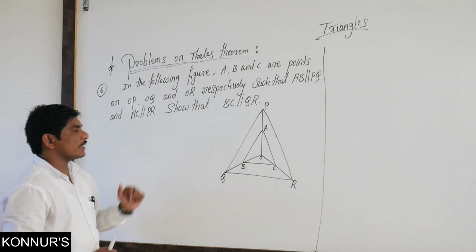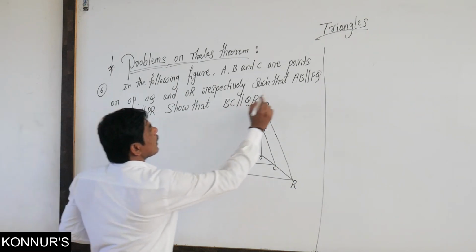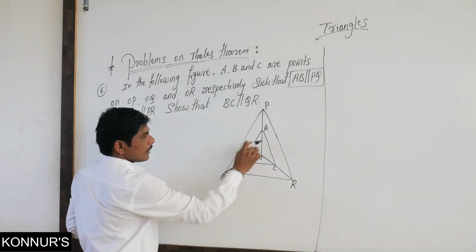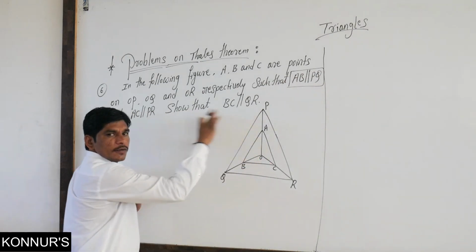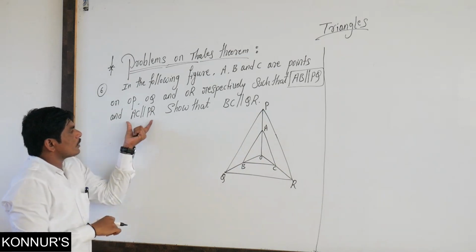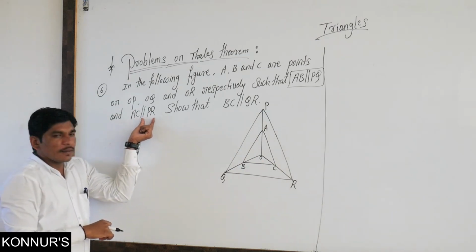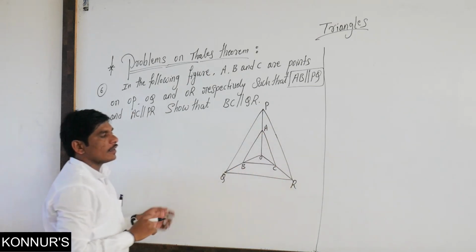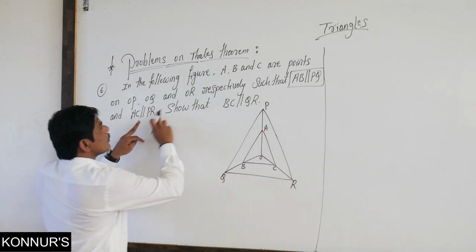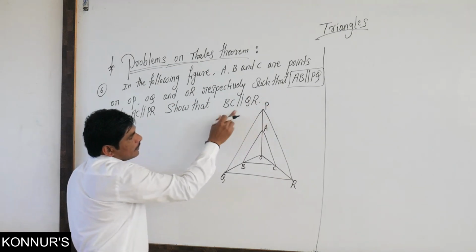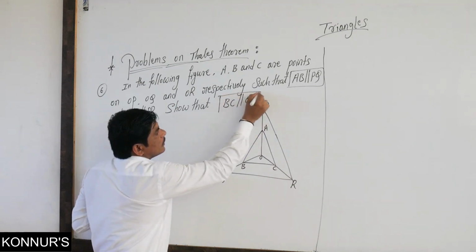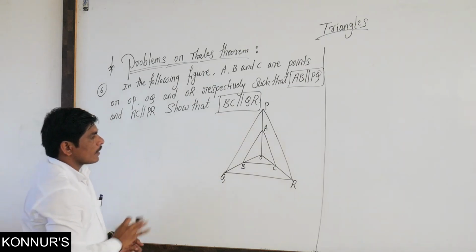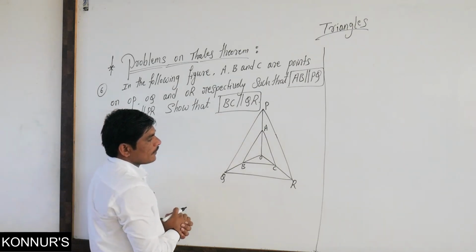Here this is the given figure. According to the given, we observe AB is parallel to PQ, and one more given result is AC is parallel to PR. Based on these two results we are proving this result: BC is parallel to QR. So here, we observe this figure.